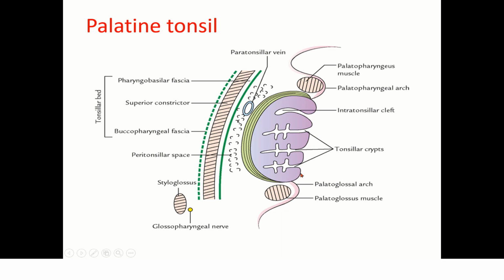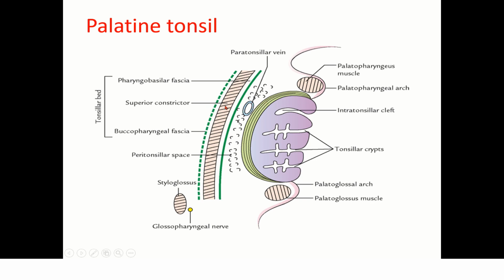And you can see this is the medial surface, which is characterized by the tonsillar crypts and one large intratonsillar cleft. And here you can see the capsule. The capsule is not completely surrounding the tonsil, so it is present only on the lateral surface. Just outside the capsule you can see the peritonsillar space containing the paratonsillar vein. This is very important surgically.